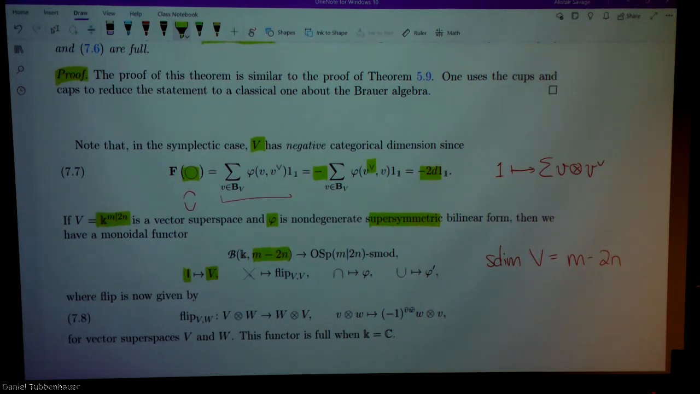It sends crossing to flip, but now this is the super flip. It flips vectors, but you get a minus sign when you flip two odd vectors. So it's the standard symmetry that you have in the super world. And your cap is sent to this supersymmetric bilinear form, and your cup is sent to its dual, which I didn't write down, but it's the exact same formula as before.